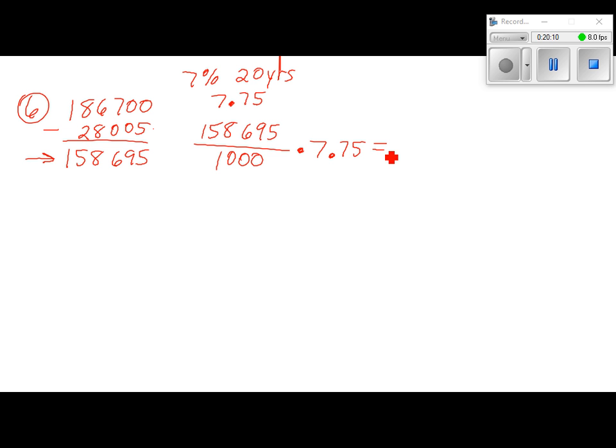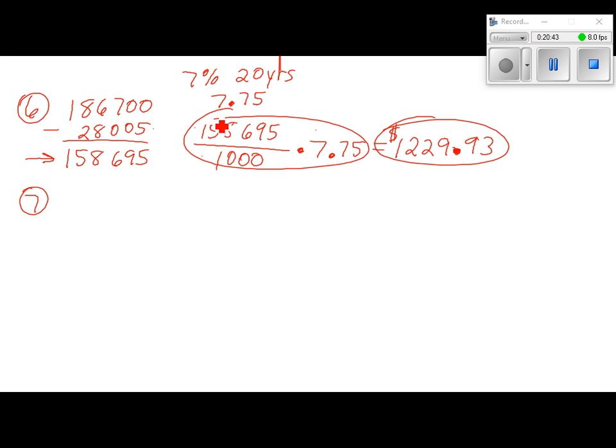So we punch this into our calculator. When you punch it in, you just do this number divided by 1,000, hit equals, and then hit times this, and it gives you about $1,229.93. So that's their monthly mortgage payment. That answer might be a little different depending on how you rounded it off as you were going through it, but you're close to that.